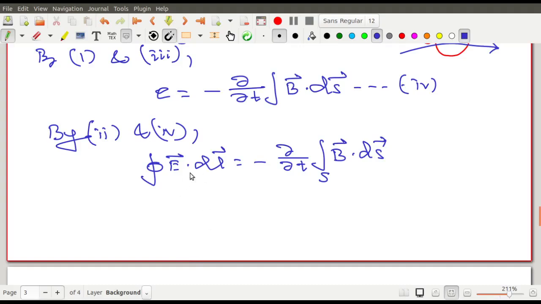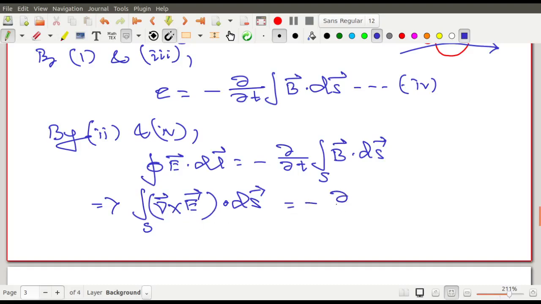Now the next line is: I use the Stokes theorem on the left side. This line integral is converted to a surface integral by the use of Stokes theorem. This is a theorem in vector calculus that I have shown you in the last class also. So any vector A dot dl can be written as the curl of A. This is the Stokes theorem.